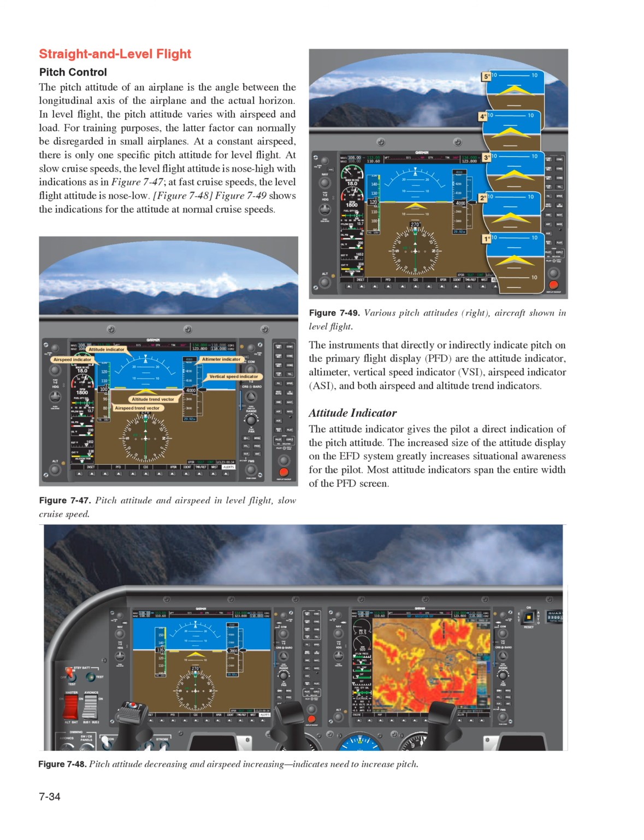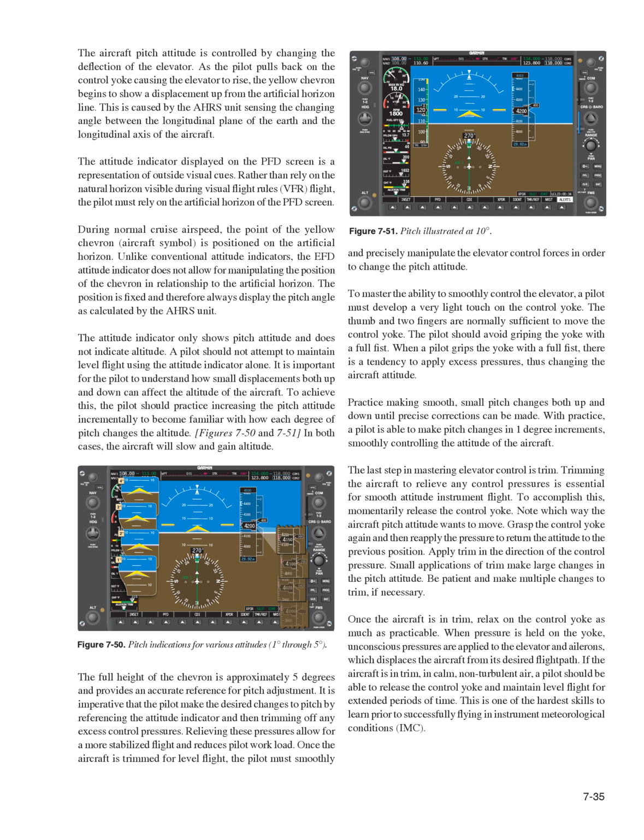The increased size of the attitude display on the EFD system greatly increases situational awareness for the pilot. Most attitude indicators span the entire width of the PFD screen. The aircraft pitch attitude is controlled by changing the deflection of the elevator. As the pilot pulls back on the control yoke, causing the elevator to rise, the yellow chevron begins to show a displacement up from the artificial horizon line. This is caused by the AHRS unit sensing the changing angle between the longitudinal plane of the Earth and the longitudinal axis of the aircraft.